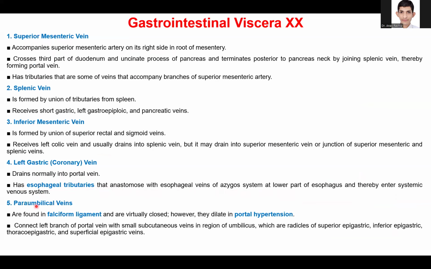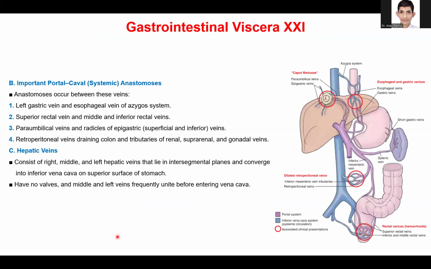Paraumbilical veins are found in the falciform ligament and are usually closed. However, they dilate in portal hypertension. They connect the left branch of the portal vein with small subcutaneous veins in the region of the umbilicus, which are radicals of the superior epigastric, inferior epigastric, thoracoepigastric, and superficial epigastric veins. In this figure, you can see the important portal-caval systemic anastomosis.